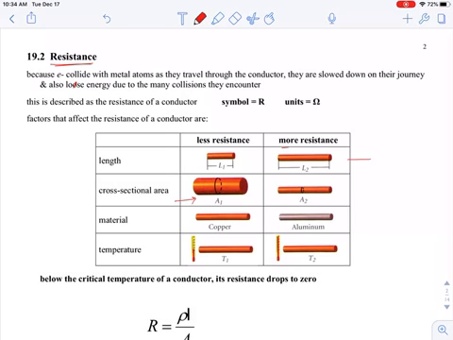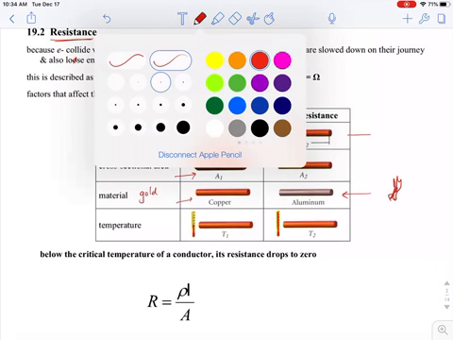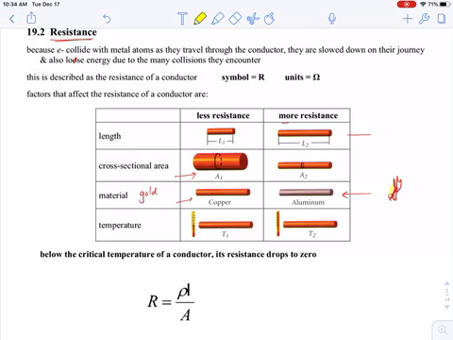The material affects the resistance. Copper has less resistance than aluminum. Gold is the very best, or one of the very best, and silver. Aluminum has more resistance. In the 60s, they tried to save money by wiring houses with aluminum, but the resistance was high enough that it actually got kind of hot, and that is bad. You do not want a fire.